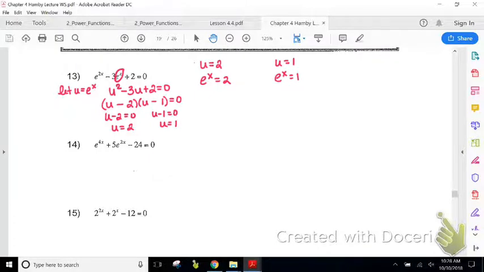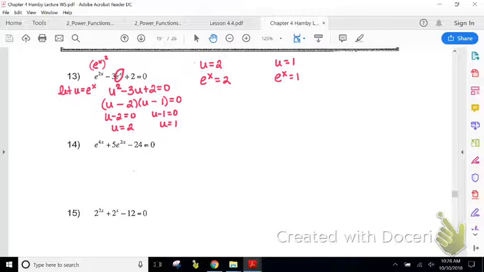So the question is, if we let u equal e to the x, then what do we do with that e to the 2x? Well, remember, e to the 2x is the same as saying e to the x squared, isn't it? Because we're going to multiply the exponents. So therefore, if e to the x is u, then that's just becoming our u squared. Alright, that was a good question.